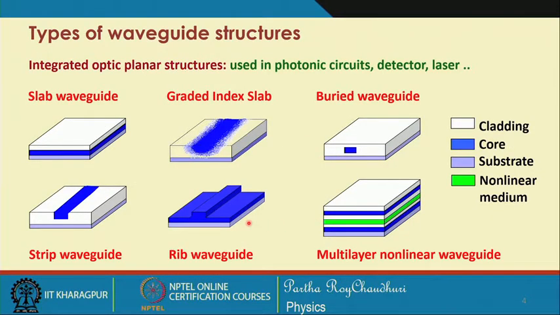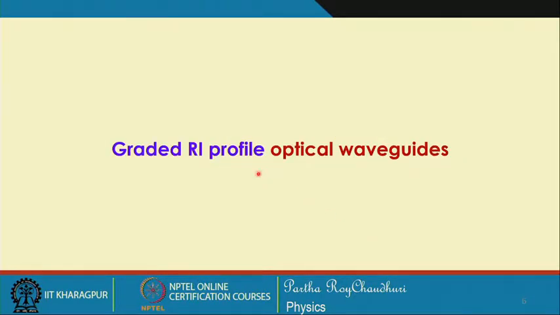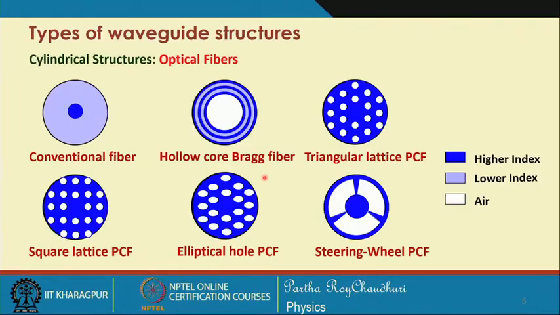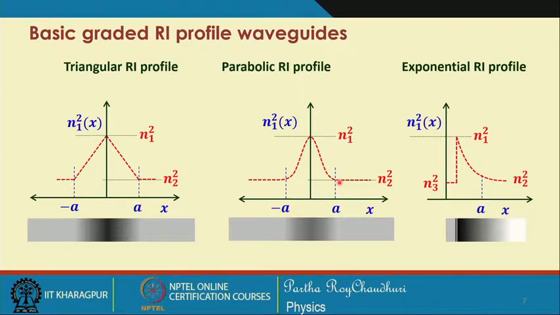This could be planar structure, this could be cylindrically symmetric structure, and then we will now discuss the graded index profile. In cylindrical structure also there are graded refractive index profile optical fibers, which are also very important in local area network for dispersion compensation, and there are many other interesting applications. So, we will discuss a very basic type of graded index profile, and before we do that, we will first have a look at the kind of refractive index profile that these optical waveguides do have.